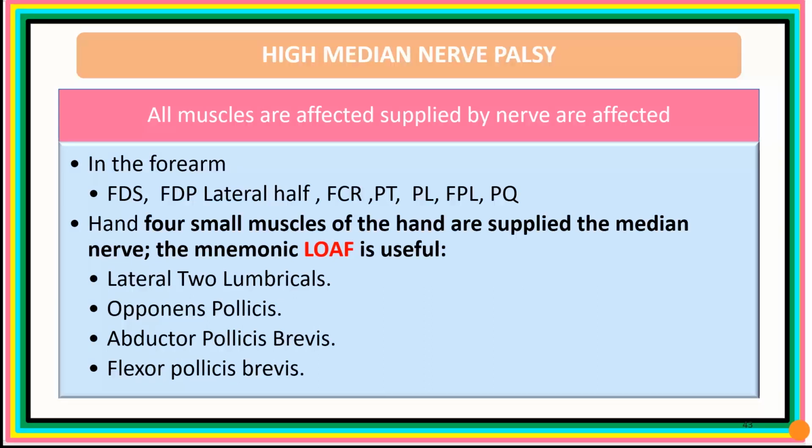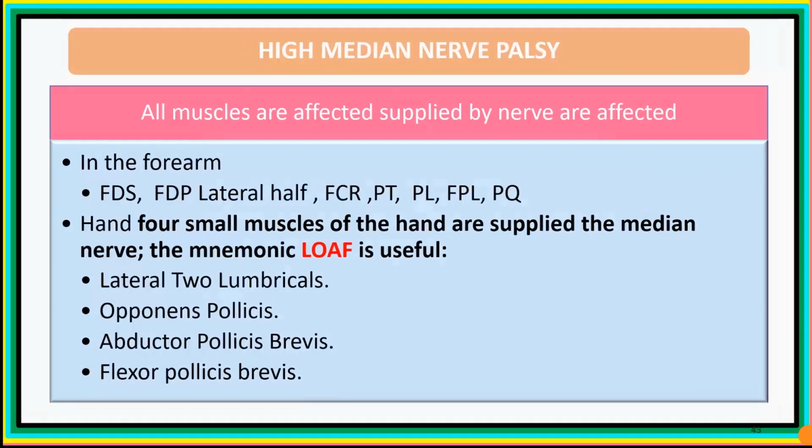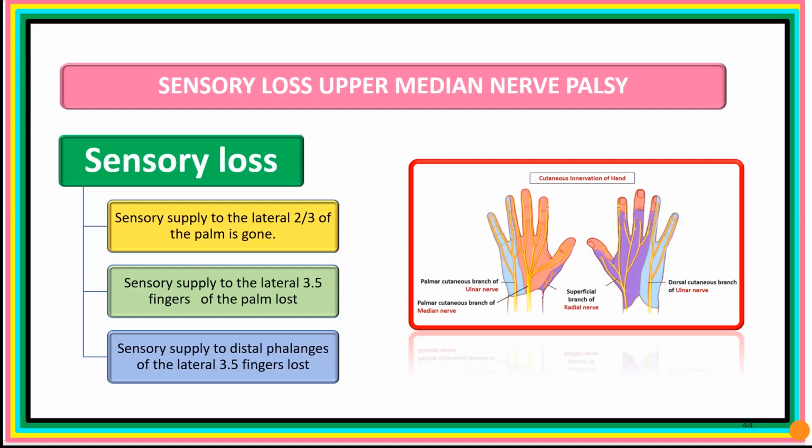Now, when we look at the sensory loss, every part of the body supplied by the median nerve in the skin areas will also not feel these sensations. We have three parts in the hand supplied by the median nerve.